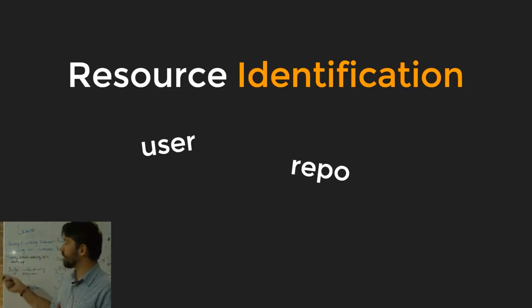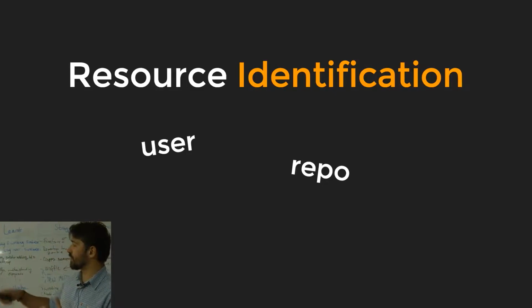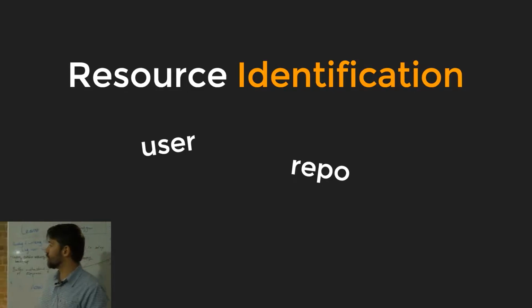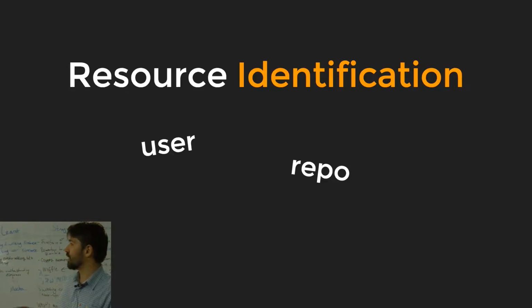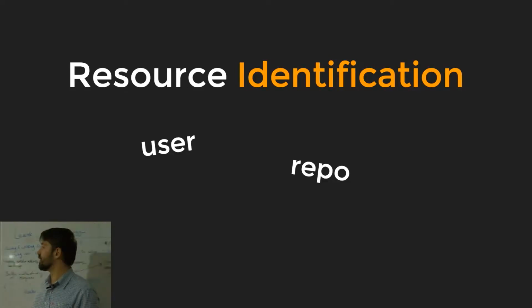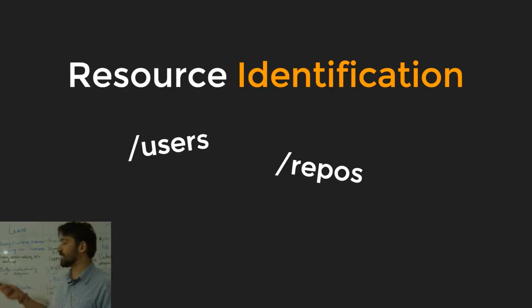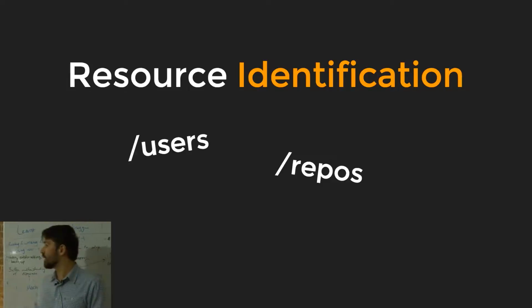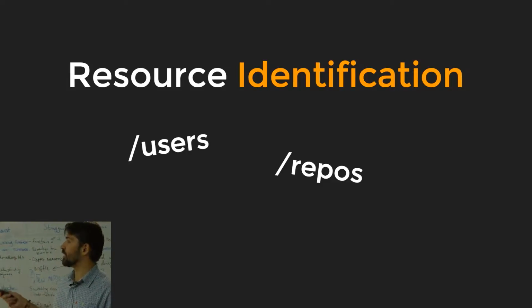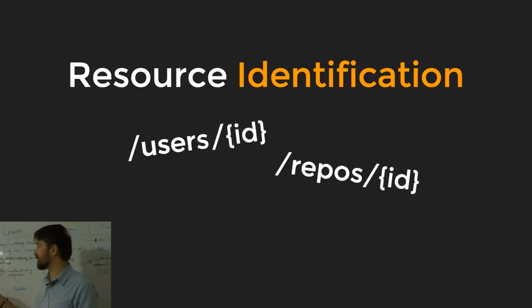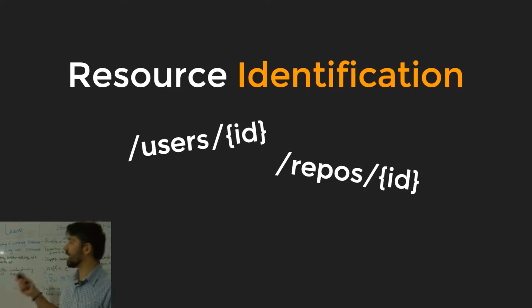Resource conceptualization or resource mapping goes hand in hand with resource identification. Once we have the resource, we assign an identifier to it. Here, I can assign an identifier to the collection of resources, such as /users and /repos. And then I can also identify a single resource via IDs.